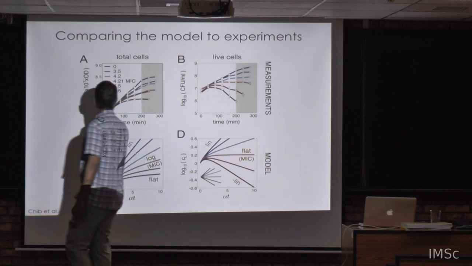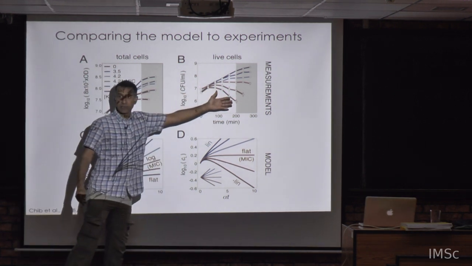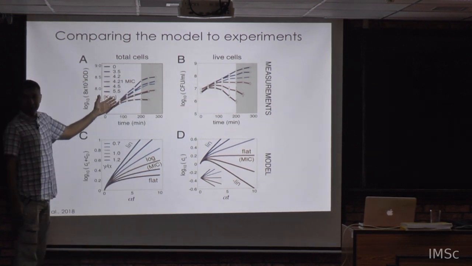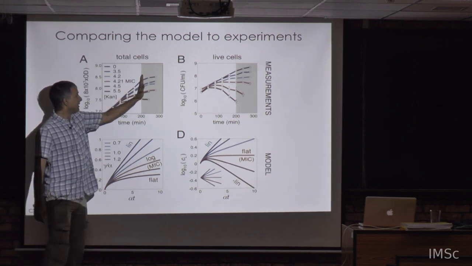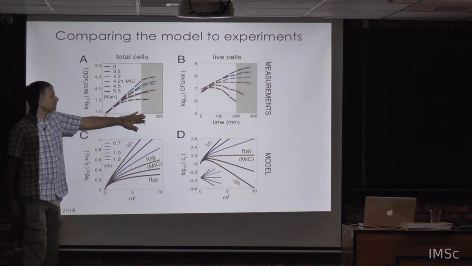Okay? These are the experiments. I can plot either the total number of cells or the number of living cells, just like I showed you earlier. Right? And I can do this for various levels of the antibiotic. And for the different levels of the antibiotic, I know the total number of cells. So, this is where the food runs out. So, do not look at anything in this gray region.